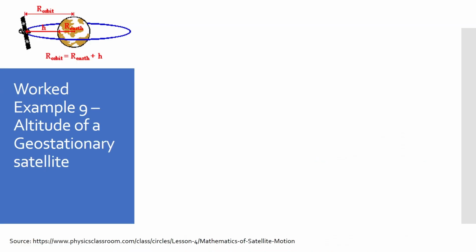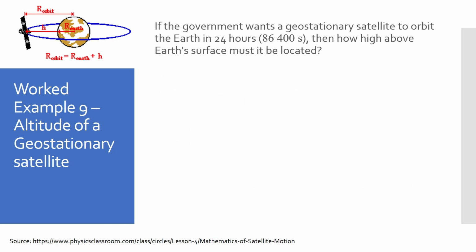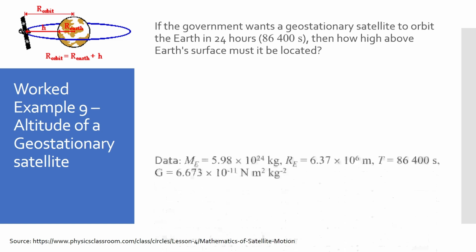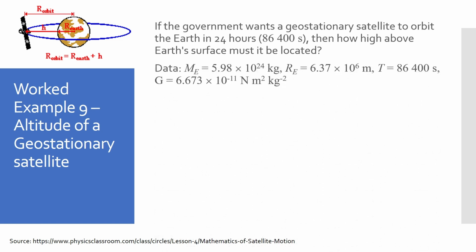And worked example 9. What is the altitude of a geostationary orbit? Now, the government wants to put up a geostationary satellite. It takes 24 hours to go around the Earth. Where must it be located? How high? There's the data.